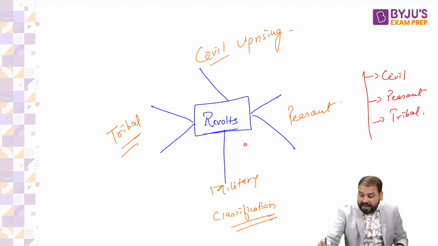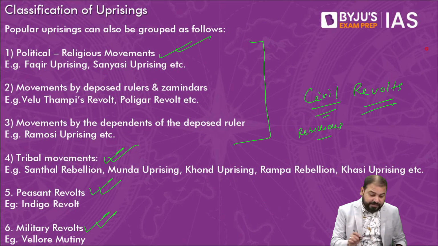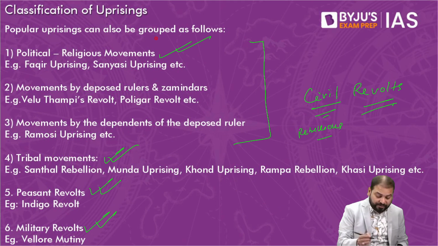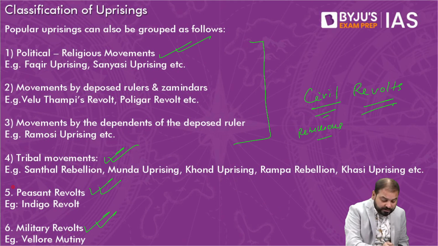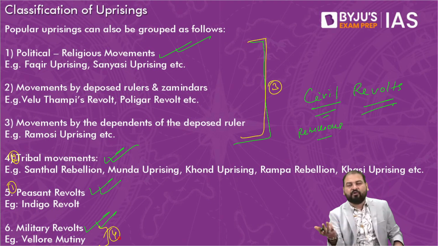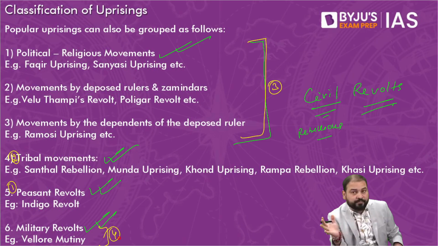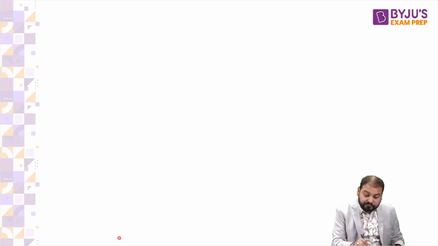Your Spectrum adds a fourth one to it. That's your military revolt. And I have divided it into 6 types. So you can see the Bipin Chandra is putting these three, 1, 2, and all these together 3. Spectrum puts this as the 4th one. I've already told you classification is always in our hand. Don't worry about that.